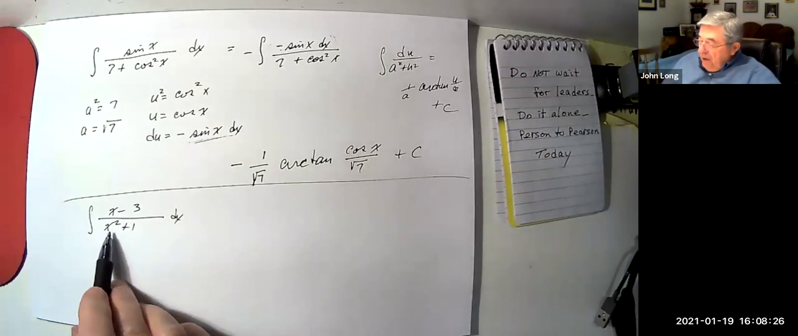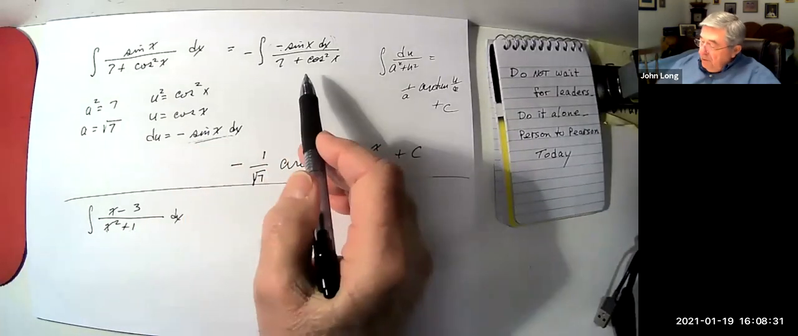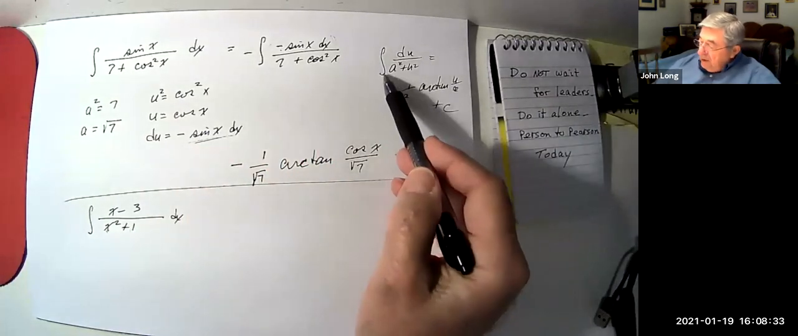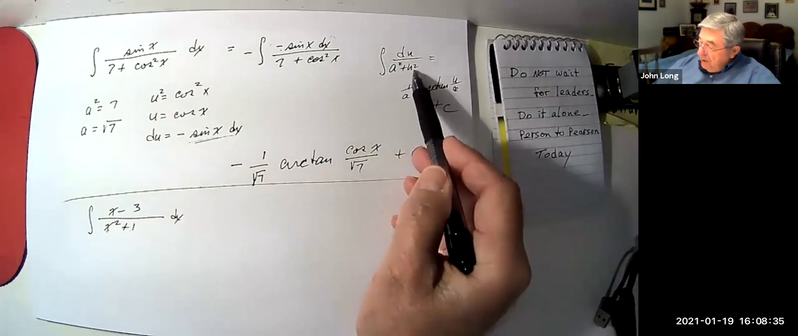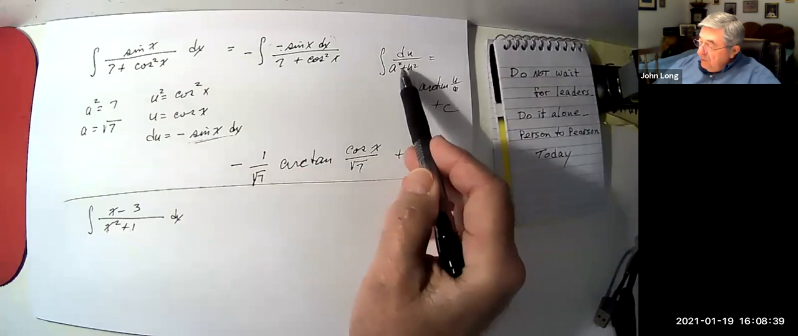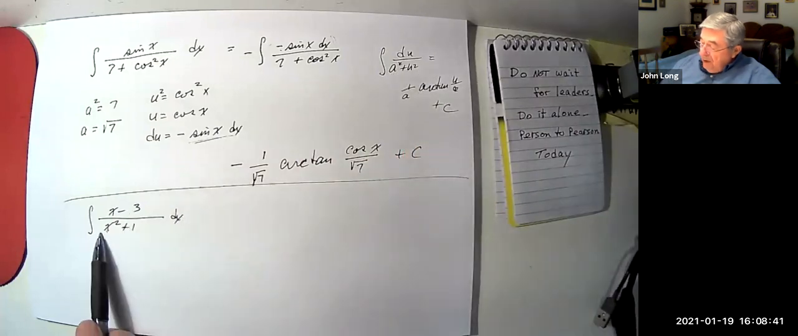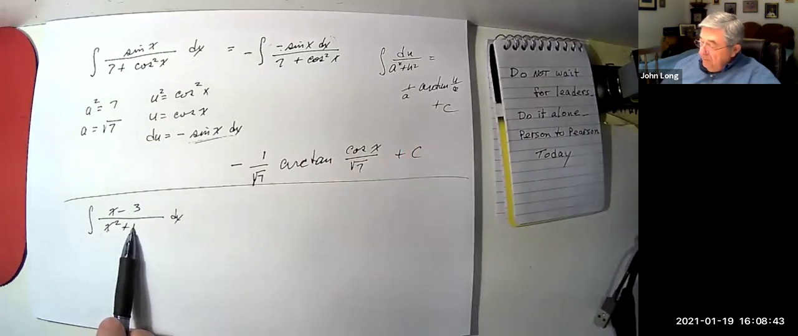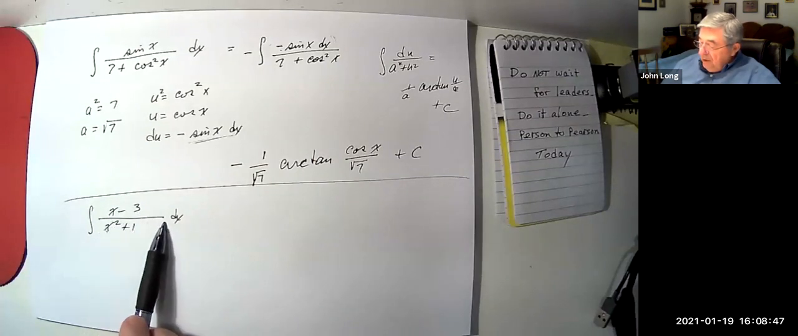Now, the x squared plus 1 reminds us very much of the arctangents, a squared plus u squared. And that can be written either way, a squared plus u squared or u squared plus a squared. Either way, this is fine. But what's funny is this x minus 3 up here. How are we going to deal with that?